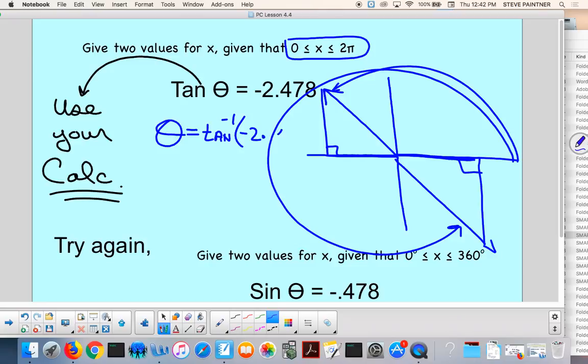Negative 2.478, right? Okay, now here's my question.